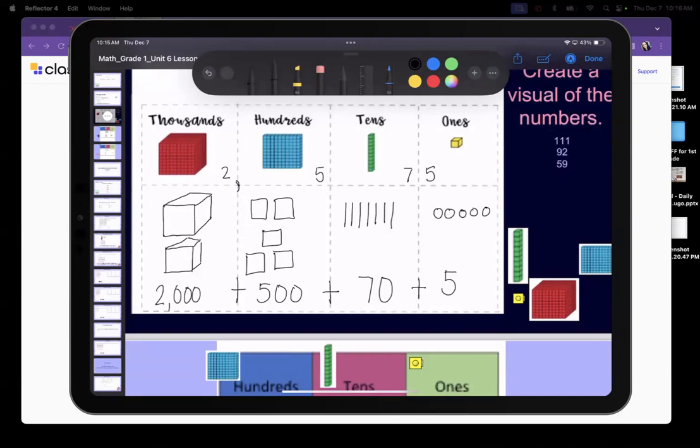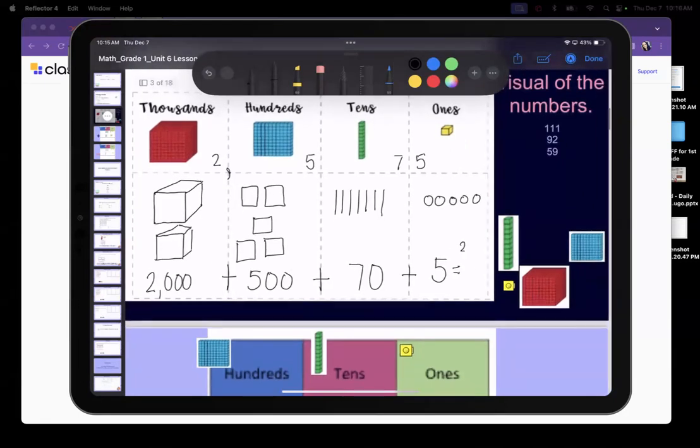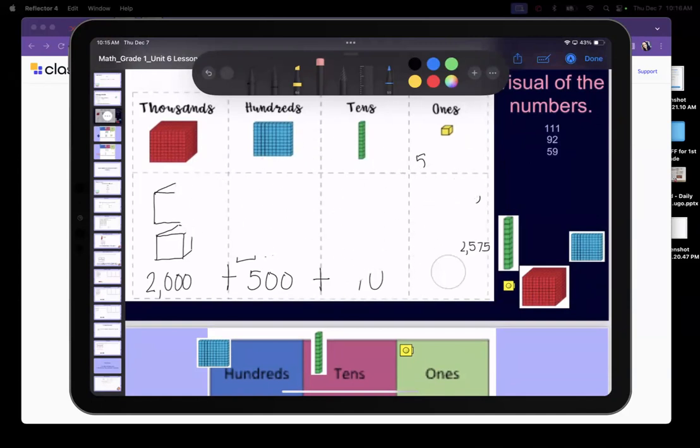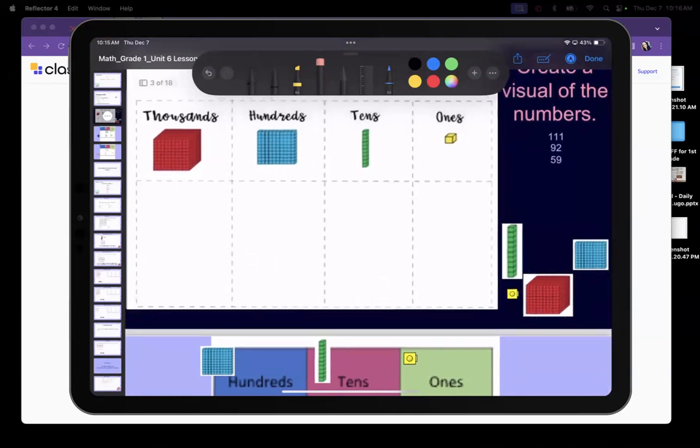Okay, if you have 2,575, that is what it's going to equal. So if you were to put it together, it'd be 2,000, 575. That's what it's going to look like. Okay, we're going to do one more together because we have a little bit more time. Well, you know what? You guys have this. Let's try a word problem instead. You guys have been doing phenomenal at this.